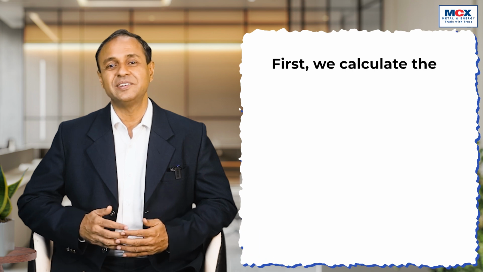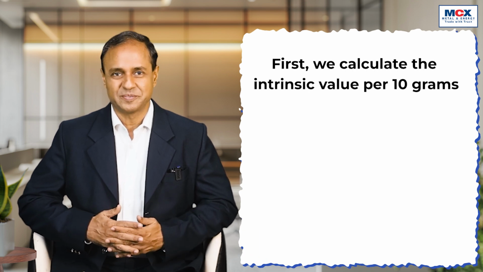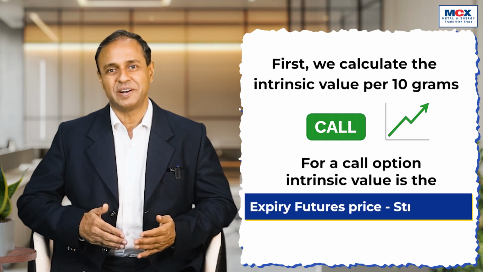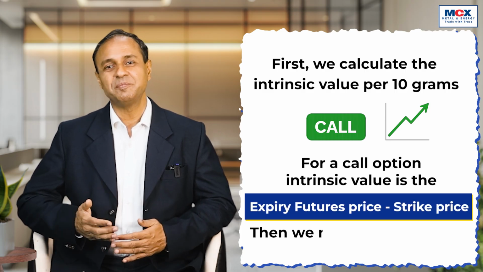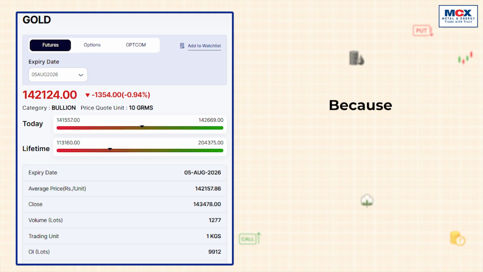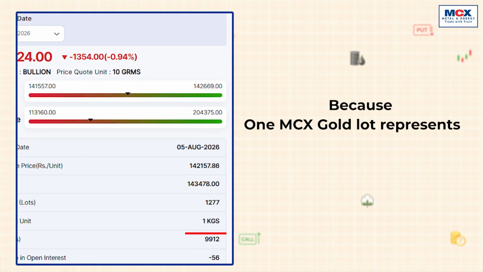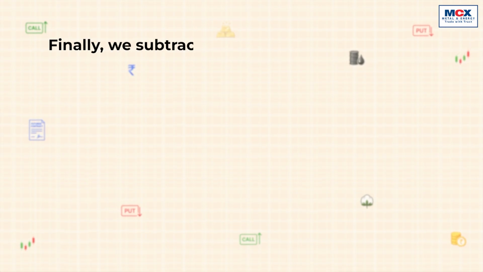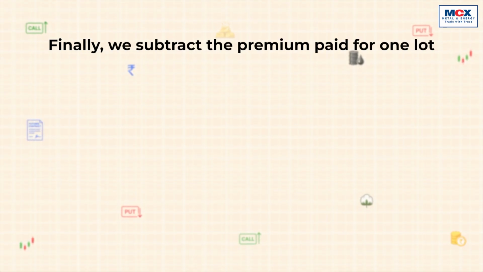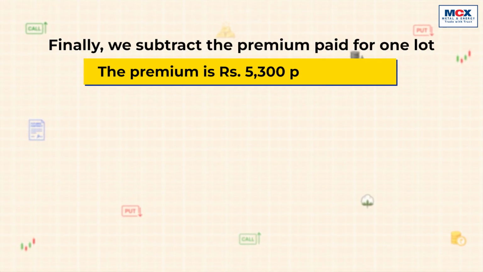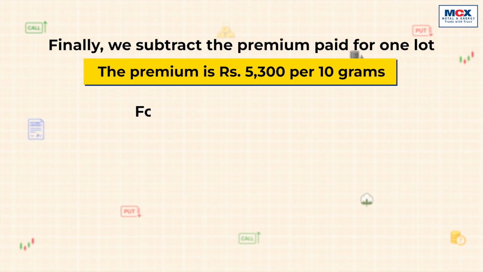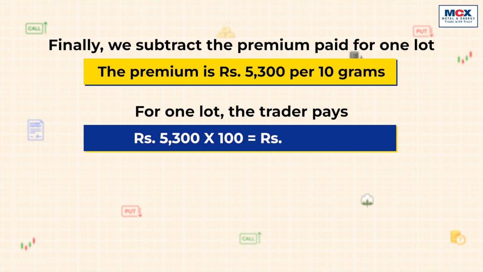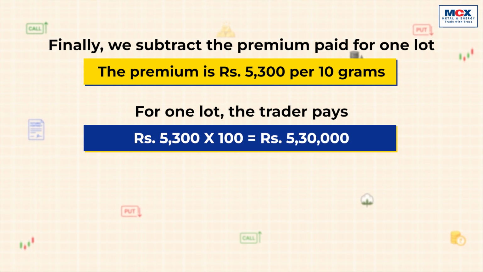First, we calculate the intrinsic value per 10 grams. For a call option, intrinsic value is the expiry futures price minus the strike price. Then we multiply that by 100 because one MCX gold lot represents 100 quotation units of 10 grams each. Finally, we subtract the premium paid for one lot. The premium is Rs 5,300 per 10 grams. For one lot, the trader pays Rs 5,300 multiplied by 100, which equals Rs 5,30,000.